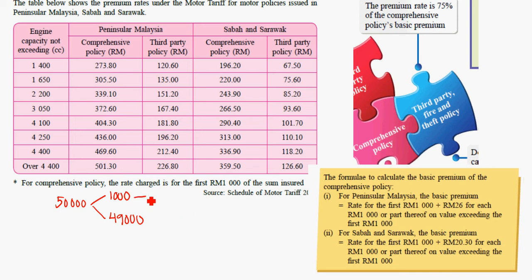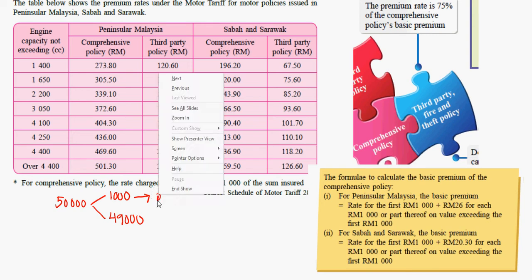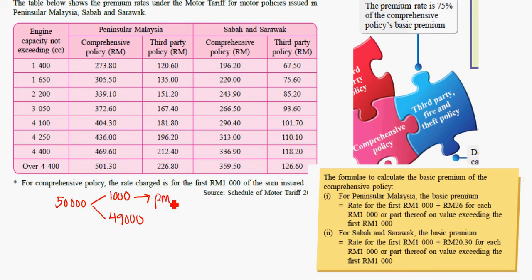And for this 1,000 ringgit, the rate is from the table. Let's say your car is 1.3, 1,300 cc. So the rate for the first 1,000 is RM273.80. And for the next 49,000, you must refer to this formula. For Peninsular Malaysia, after the first 1,000, for the next 1,000 each, you must add 26 ringgit, while for Sabah and Sarawak, you must add 20 ringgit 30 cents.